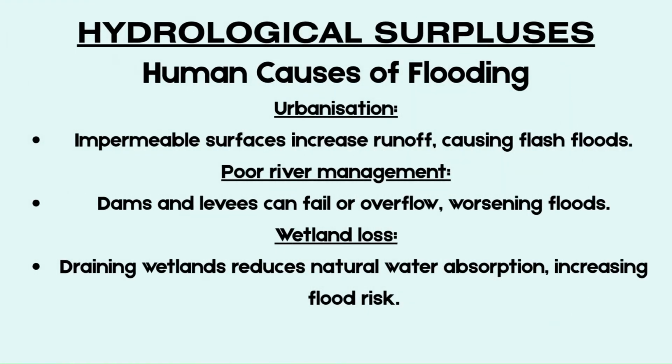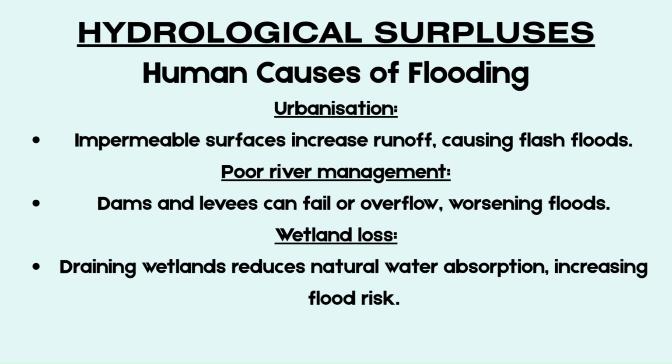Human activities are a significant contributor to increased flood risk. Urbanization is one of the main drivers. As cities grow, large areas of land are covered with impermeable surfaces like concrete, which prevent water from infiltrating the ground. This increases surface runoff, leading to flash flooding during heavy rainfall events.